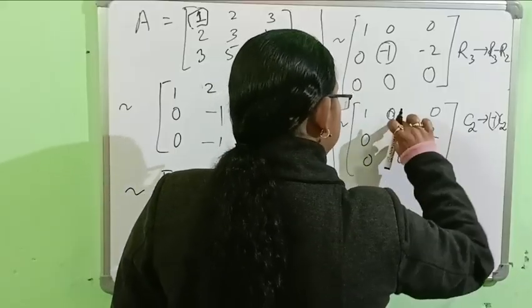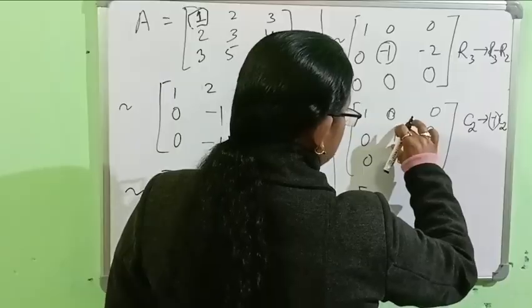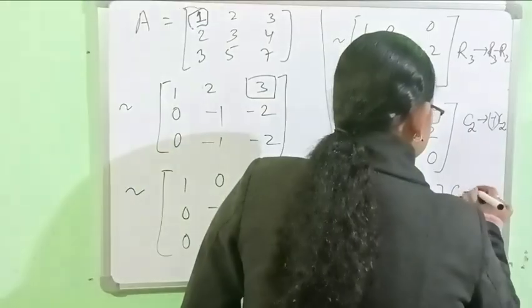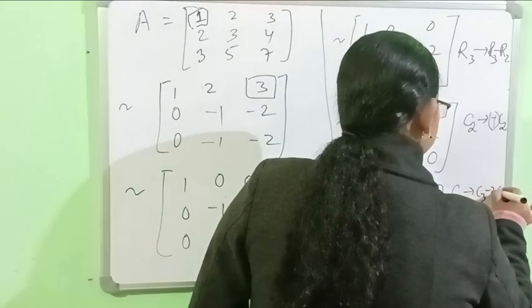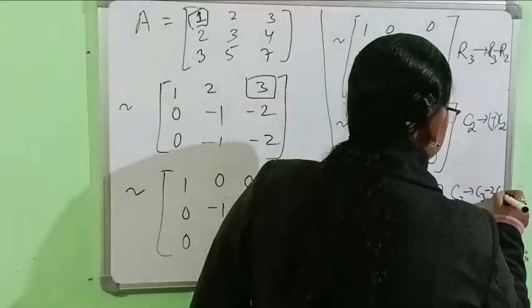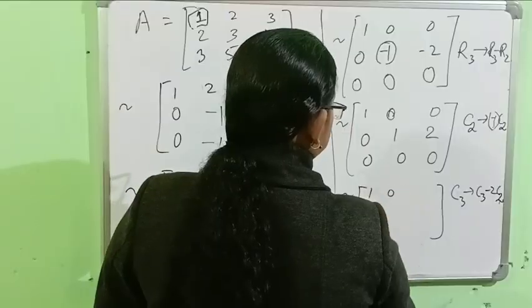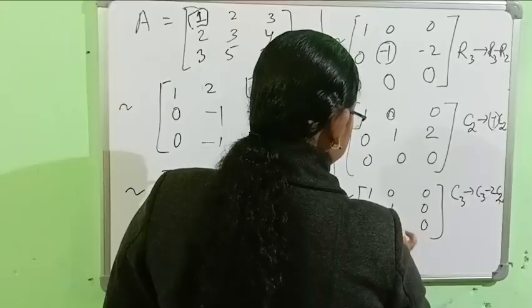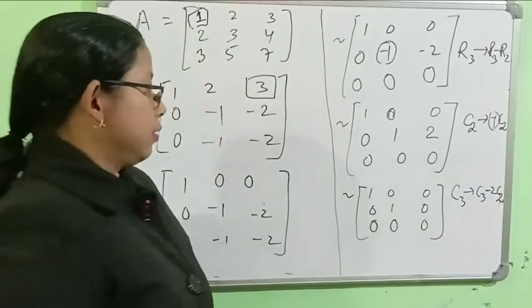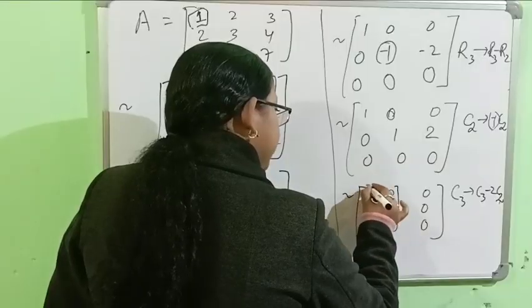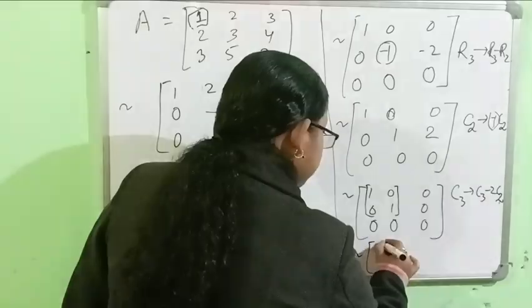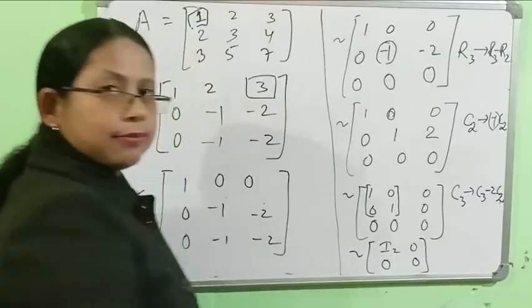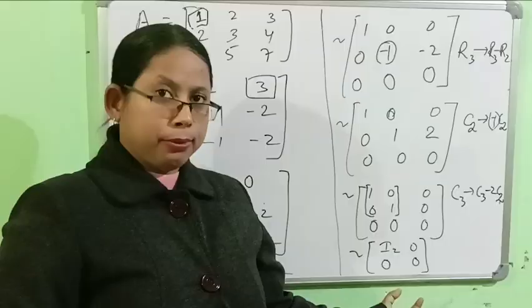Then with the help of this column, make this element 0, with proper column transformation, that is C3 minus 2 C2, not C1. Now you can look here: this is the identity matrix of order 2.